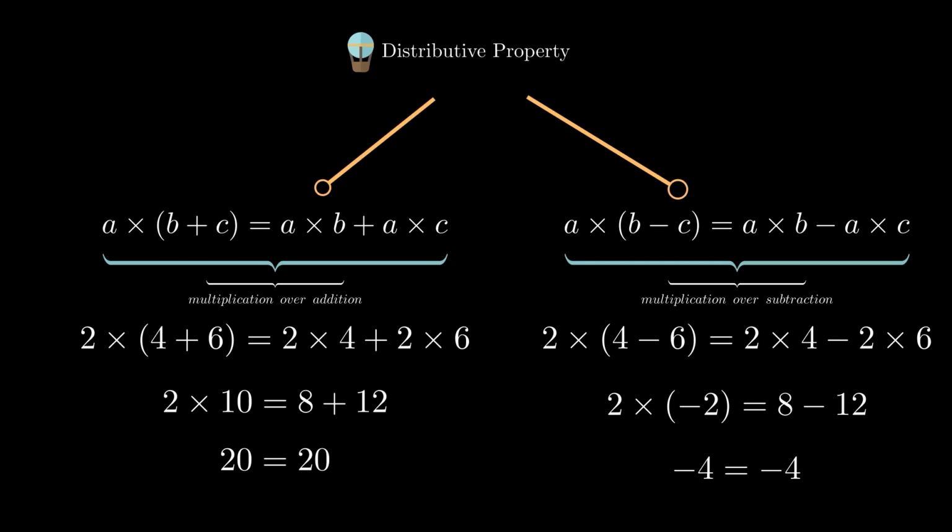Then multiply the difference by 2. We get negative 4. Again, by distributing the multiplication, we multiply 2 by 4 and by 6 and then subtract the products. The result is still negative 4. And this confirms that the distributive property holds true for both addition and subtraction.